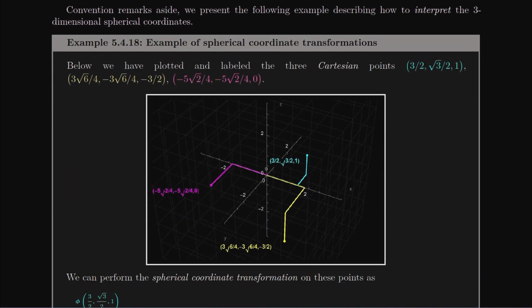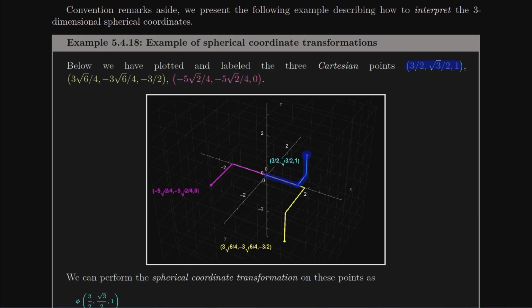Let's look at the spherical coordinate transformations here. I've got a couple points. My point is 3/2, root 3 over 2, 1. Currently we're working in the Cartesian plane. Here's my x, y, and z axis. I'm going to go out 3/2 in the x direction. I'm going to go out root 3 over 2 in the y direction, and go up 1 in the z direction, and then wherever I end up is exactly that point.